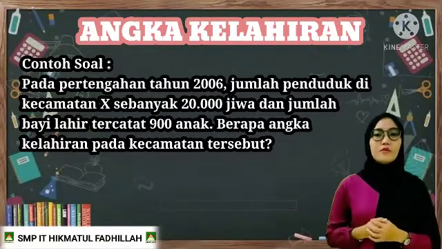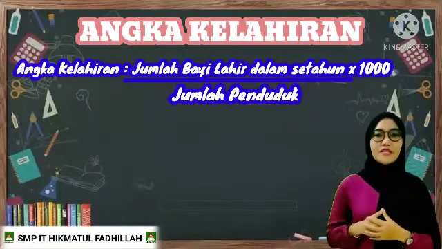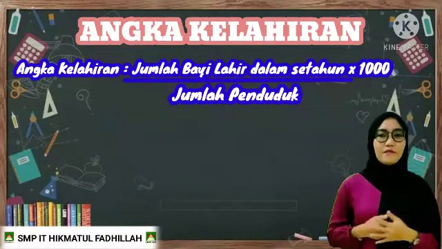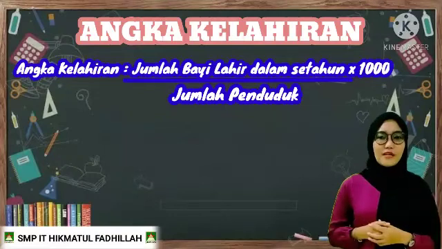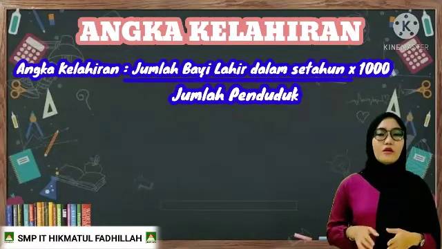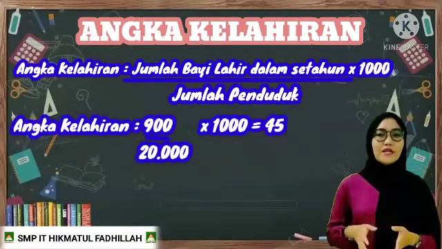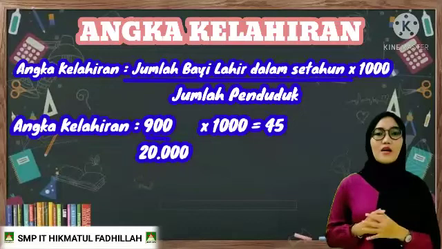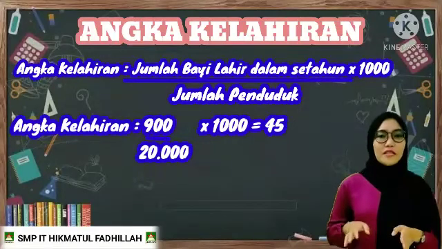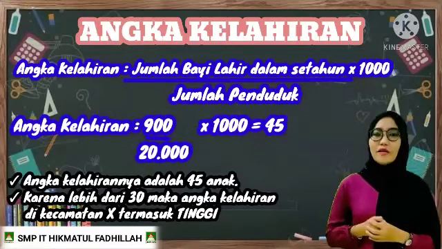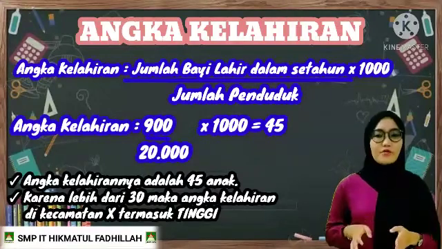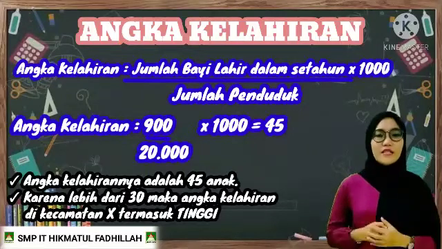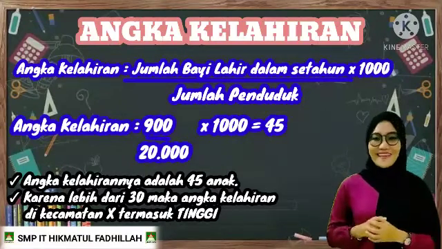As we know, the formula for finding the natality is the number of babies born in a year divided by the population times 1,000. So 900 divided by 20,000 times 1,000 is 45. The natality is 45 babies because it is more than 30. The birth rate or the natality in District X is high.